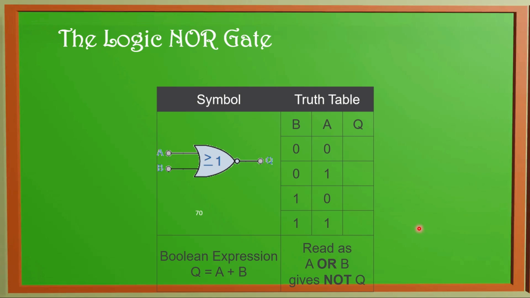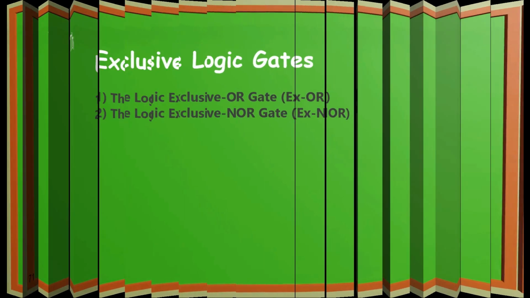Then NOR gate. NOR gate is opposite to OR gate. In OR gate, if any one input was 1, the output was 1. If both inputs were 0, output was 0. But it will be opposite. If both inputs are 0, output will be 1. And for all others, output will be 0. So this is logic NOR gate.